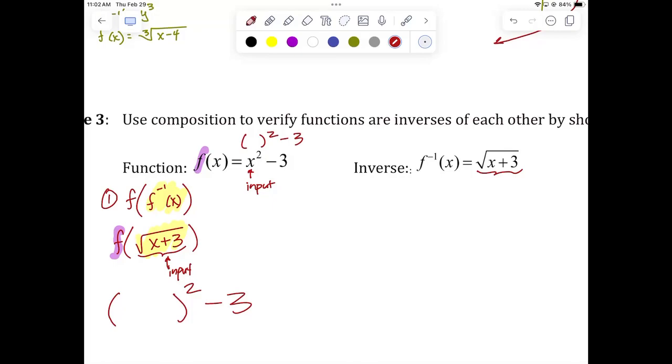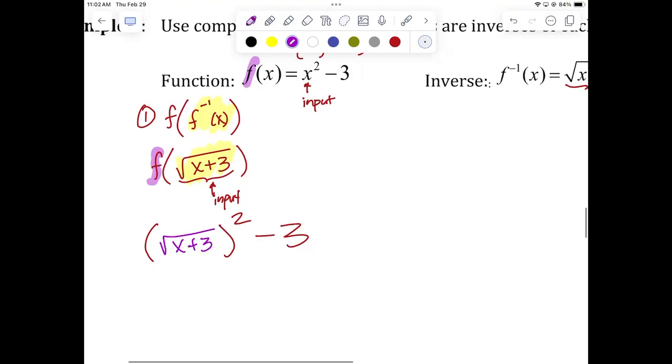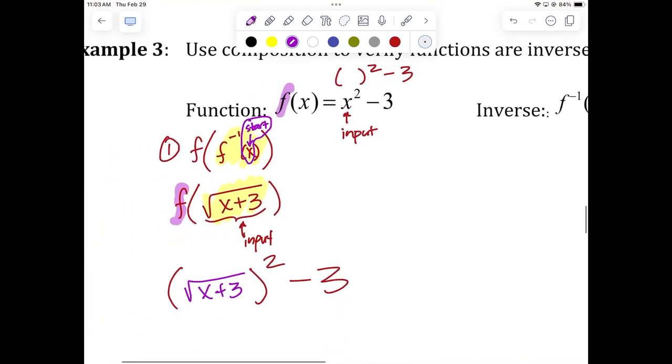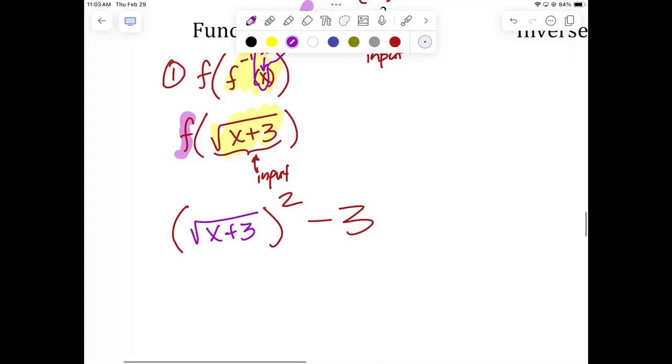What am I plugging in for the parentheses? Not x, but rather the square root of x plus 3. Okay? That's the important thing. Now, once I have it set up like this, all I got to do is evaluate it, and I should end up with what if they're inverses of each other? 0. Not 0. What did I start with? No, I started with x, right? I started with x. So I should end up with x. Let's see if we get x.